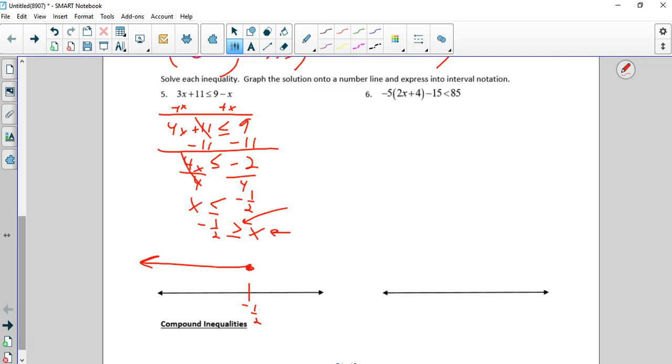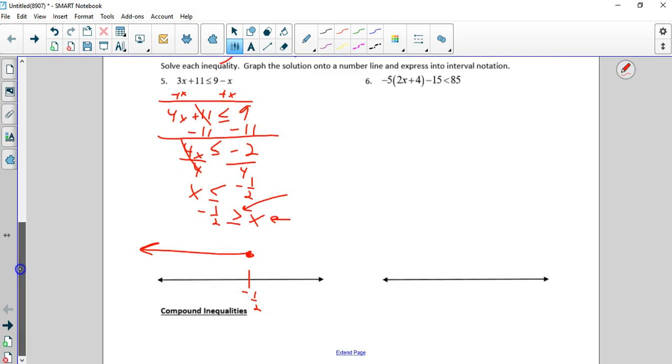And then writing that in interval notation, it's negative 1/2, bracket, out towards negative infinity.